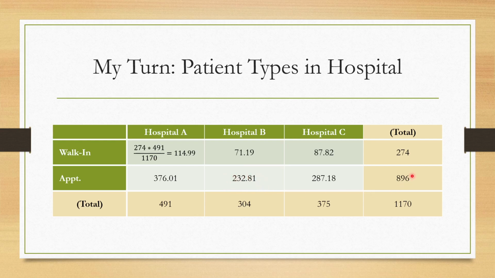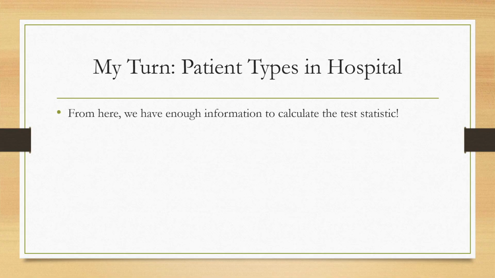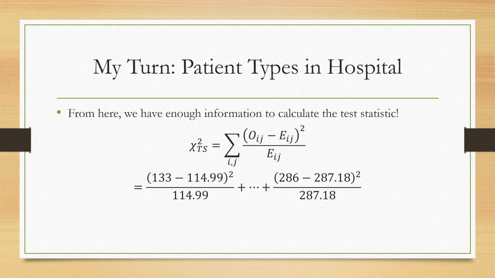This is taking my row total, 896, multiplied by my column total, 304, and dividing that product by 1,170 to get this expected value, 232.81. These are the expected values. And now we're going to use the table of observed values minus expected values, square that quantity, and divide by expected values, just like we had before. And we're going to do that for every single entry in the table.